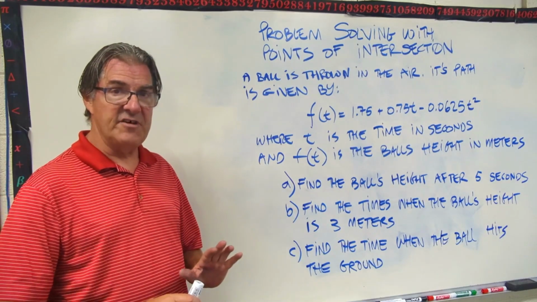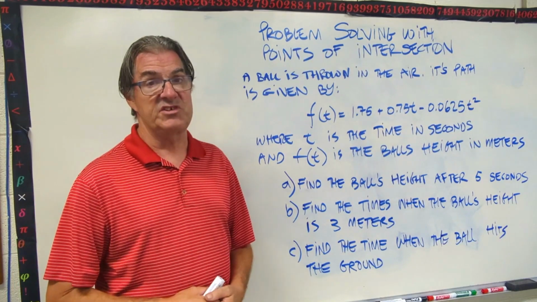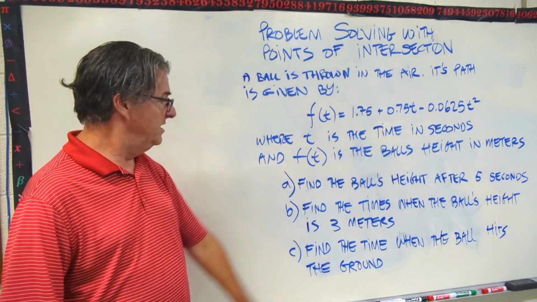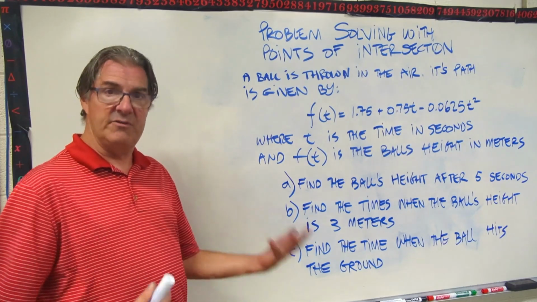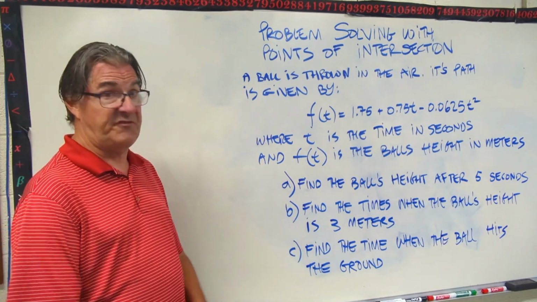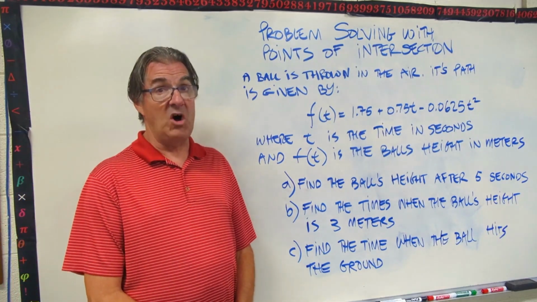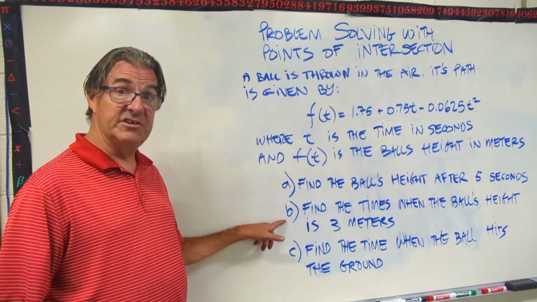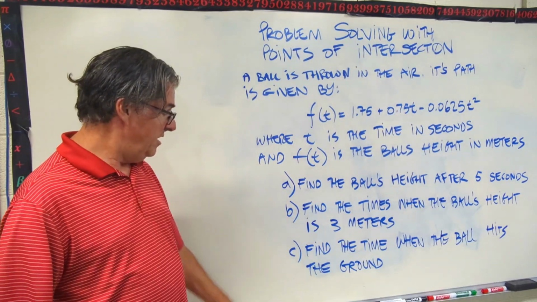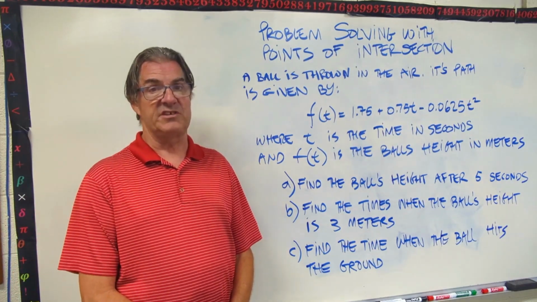2 of them don't involve intersections, but it's part of this problem, so it's good that we do that. You might get asked questions like that in the context of this problem. So the first one, find the ball's height after 5 seconds. How high is it 5 seconds into its flight? Second is find the times when the ball's height is 3 meters. And this is where we're going to do our intersection to find the solution to this one. Finally, the last one is find the time when the ball hits the ground.